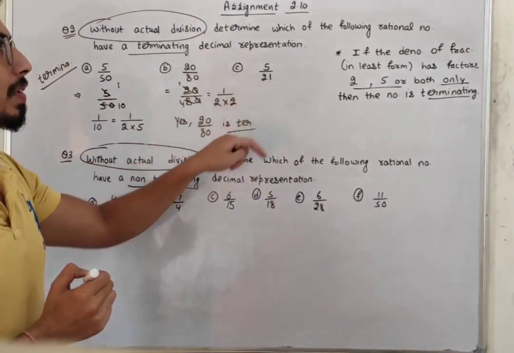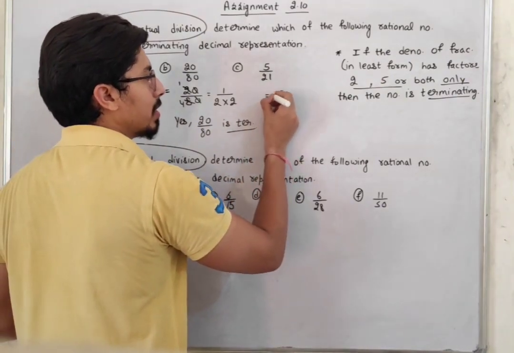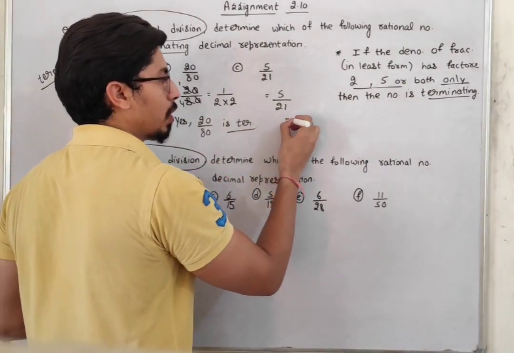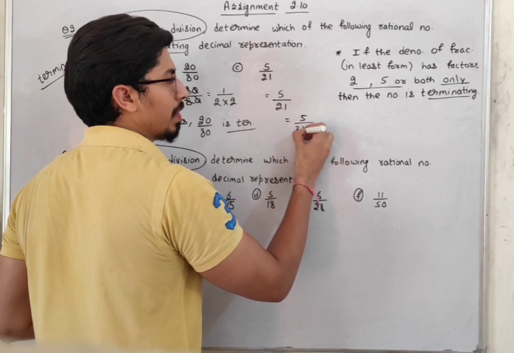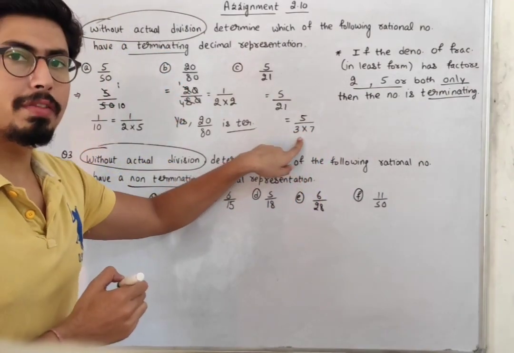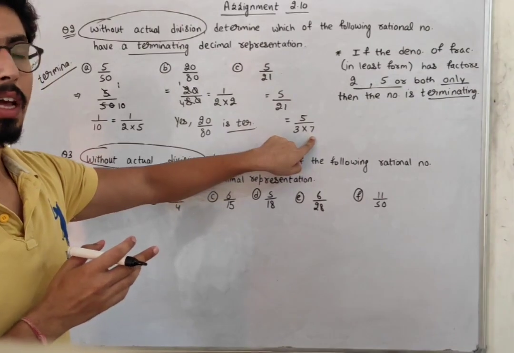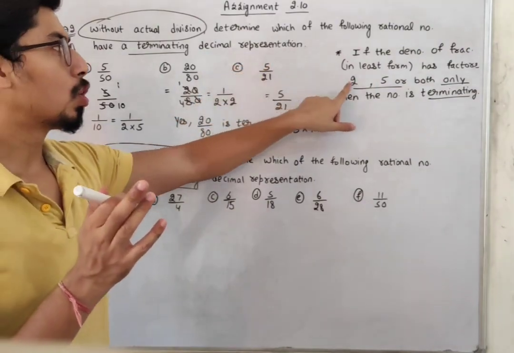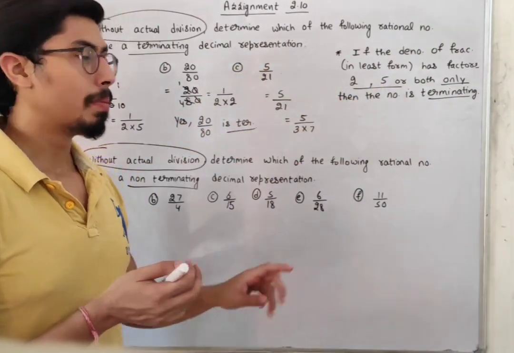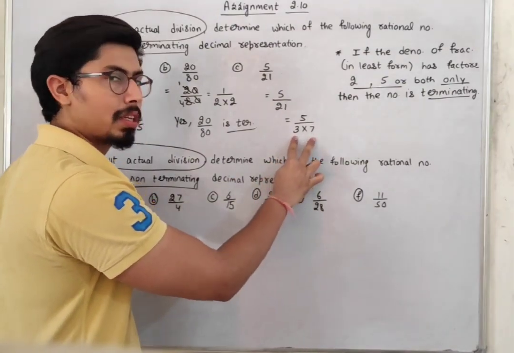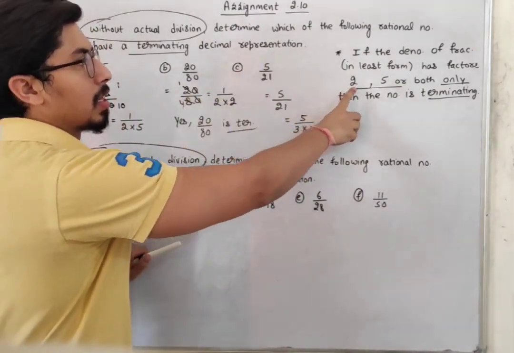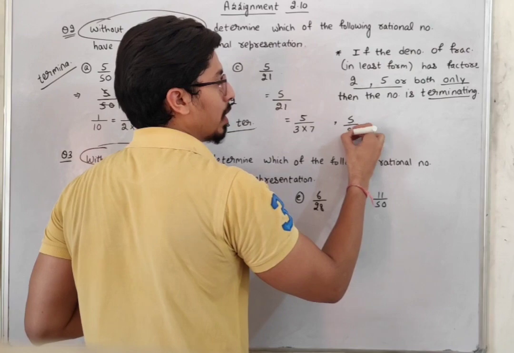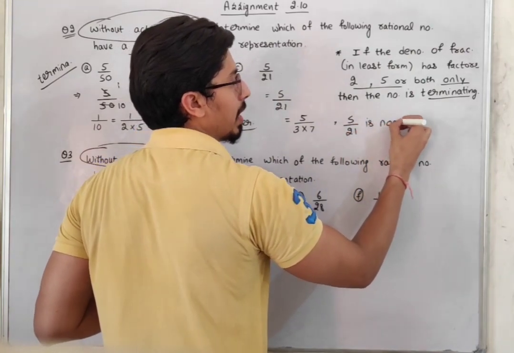Okay, students. Now in our next part, that is 5 by 21. See, the factors of the denominator are 5 upon 3 into 7. In the denominator we have only two factors, that is 3 and 7. But to make the number terminating, the denominator should have 2, 5 or both of them. But here the factors are only 3 and 7, none of the 2, 5 or both. So we can say that 5 by 21 is non-terminating.